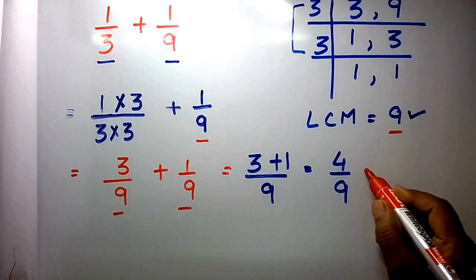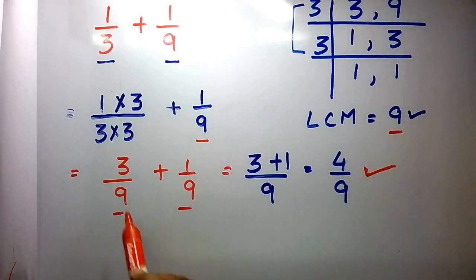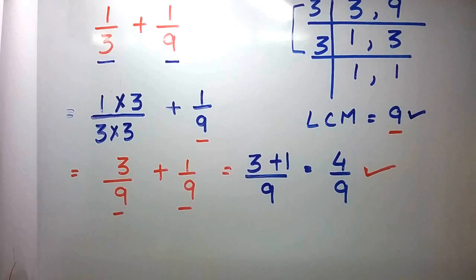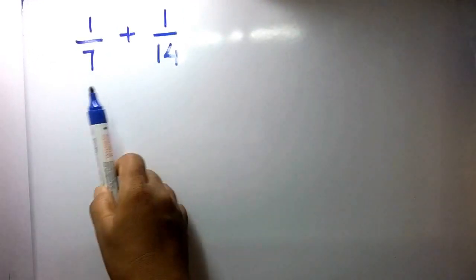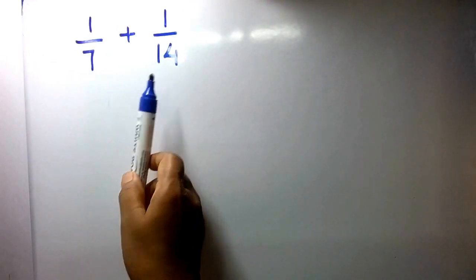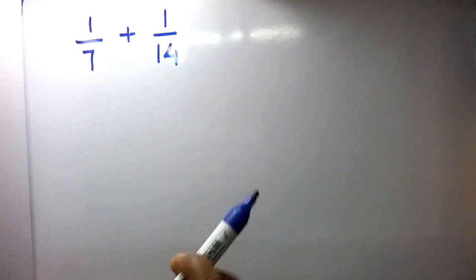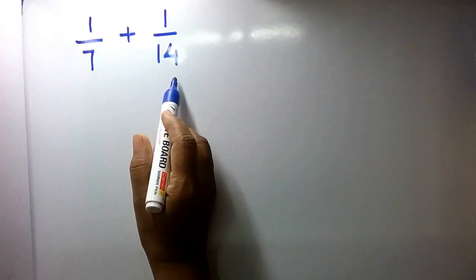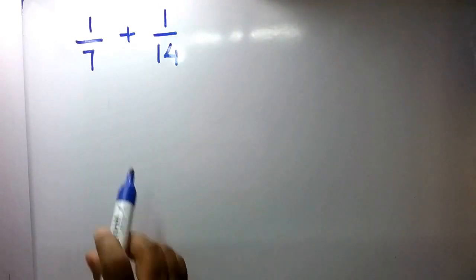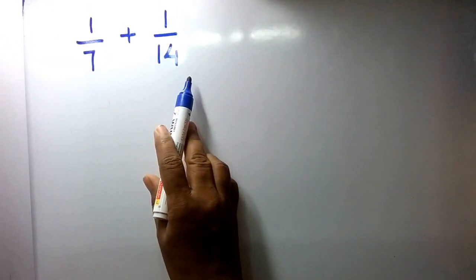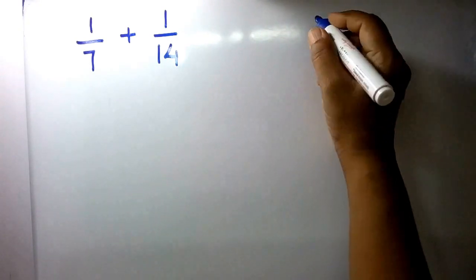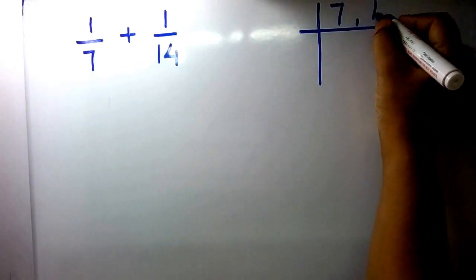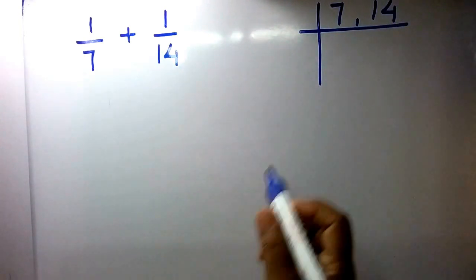So this is the way we do addition of rational numbers if you have different denominators. Addition of rational numbers means making the denominator same. If you have different denominators, your first work is to make the denominator same and then only solve. If you have the same denominator, no need to take out the LCM, but because we have different denominators, first we are going to take out the LCM of 7 and 14.